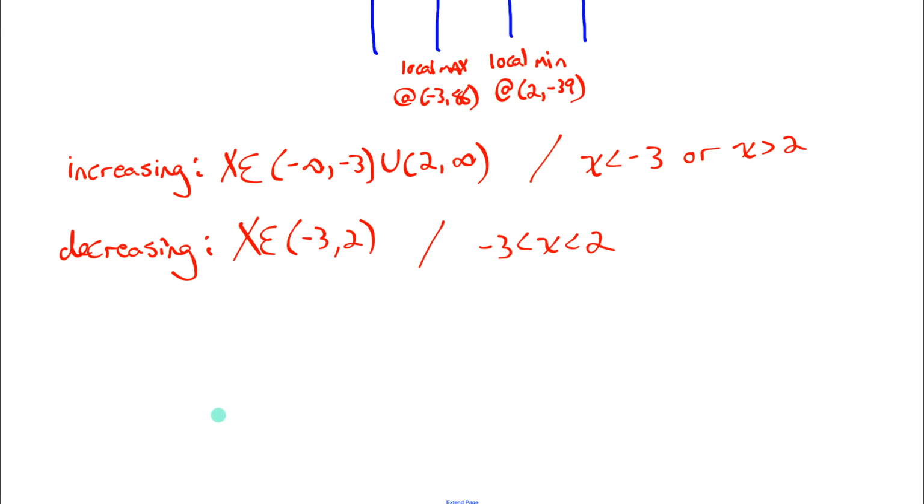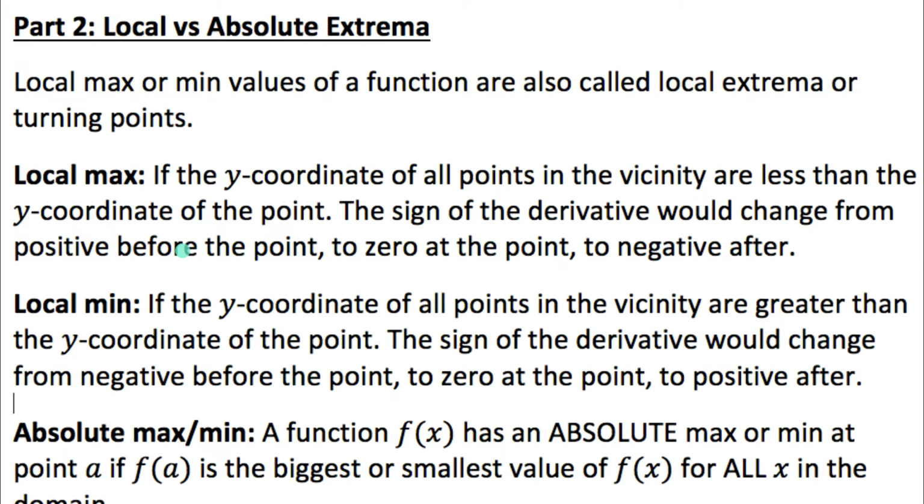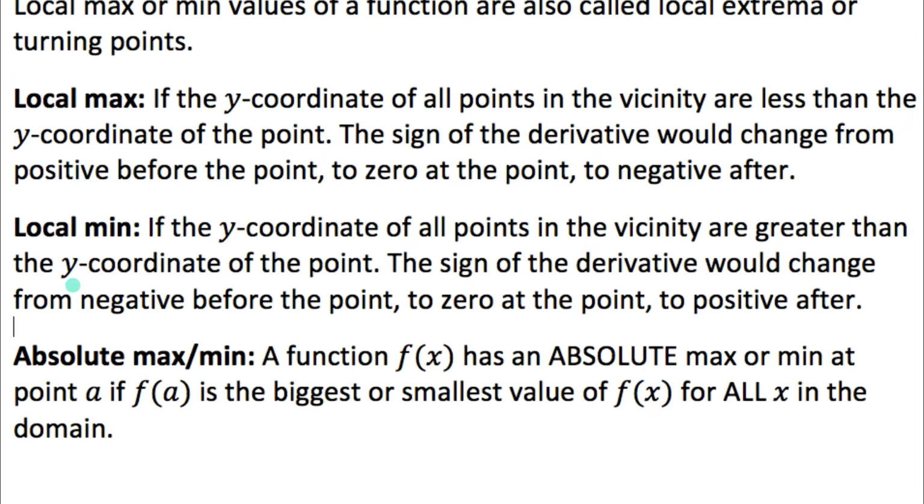Part 2, we're going to talk about the difference between local extrema and absolute extrema. So in the previous example, we found local max or min values. And here's the definitions of local max and min values. The key thing here is, for it to be a local max or min, it has to be the highest or lowest y value within a given interval around that y value.